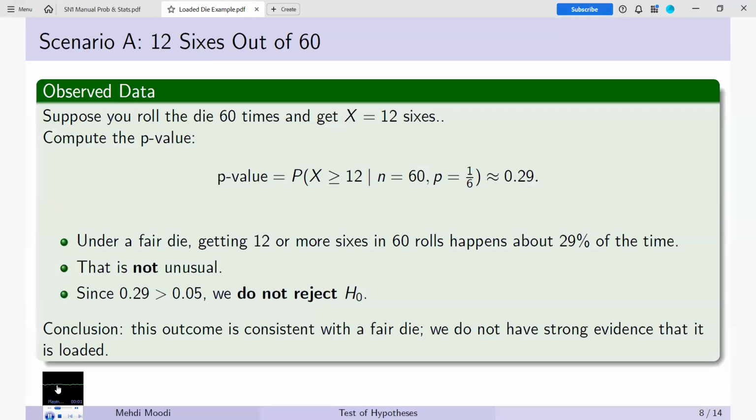12 6s out of 60 sounds like a lot, but under a fair die it is actually quite common. A p-value of 29% is way bigger than our 5% cutoff, so we simply say, this is within the range of normal random luck. No cheating verdict today. Note that we don't accept the fairness story either. We do not apologize. We were entitled to test the die, and we did. Now we can keep playing.